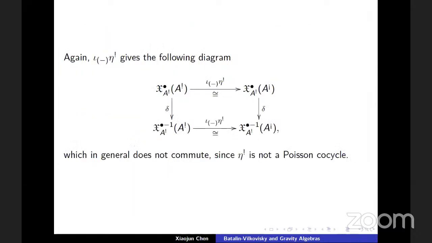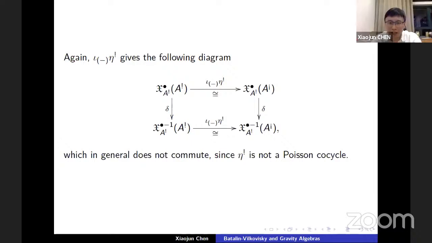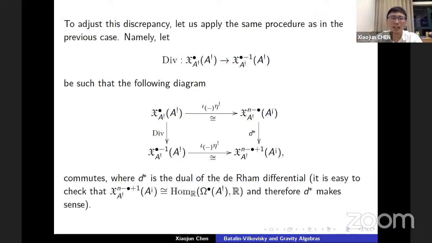Okay, so if these Xi stars transform as DD Xis, then I think the answer is yes. Yeah, so I will talk more about this later. Thank you for interrupting. No problem.